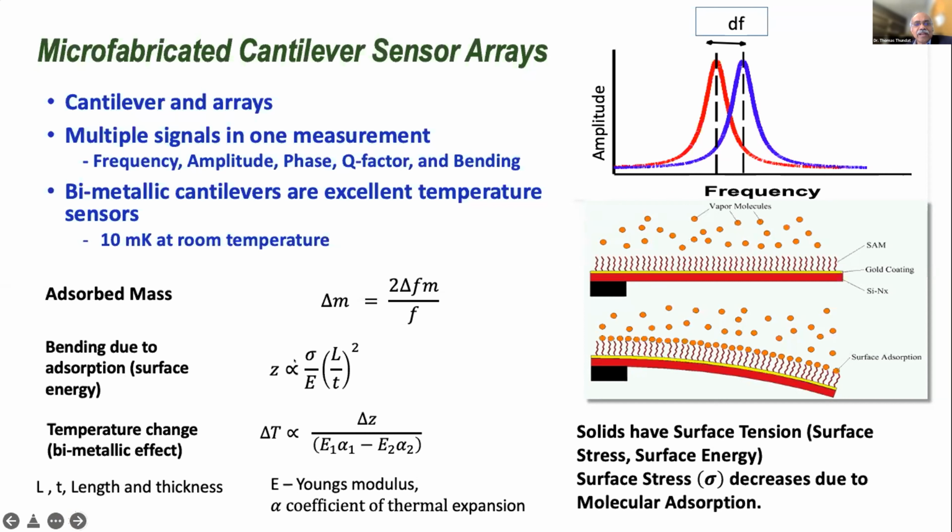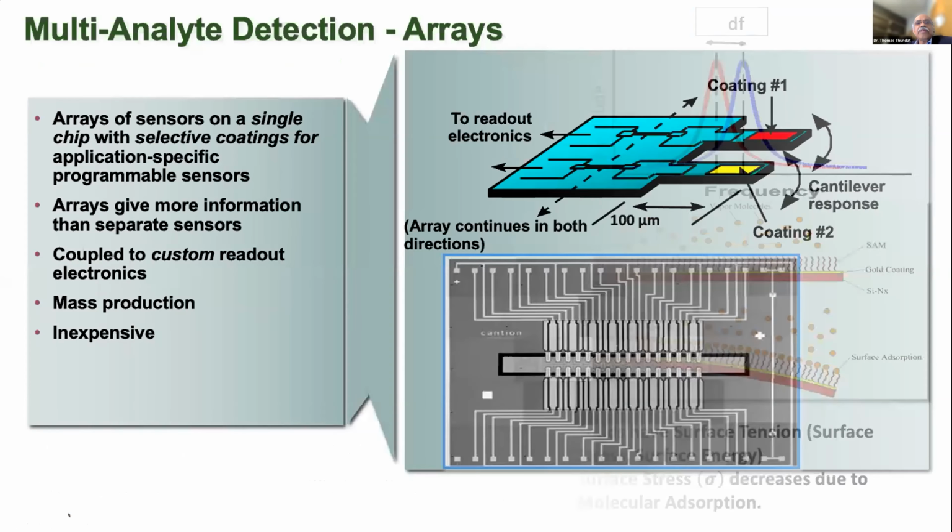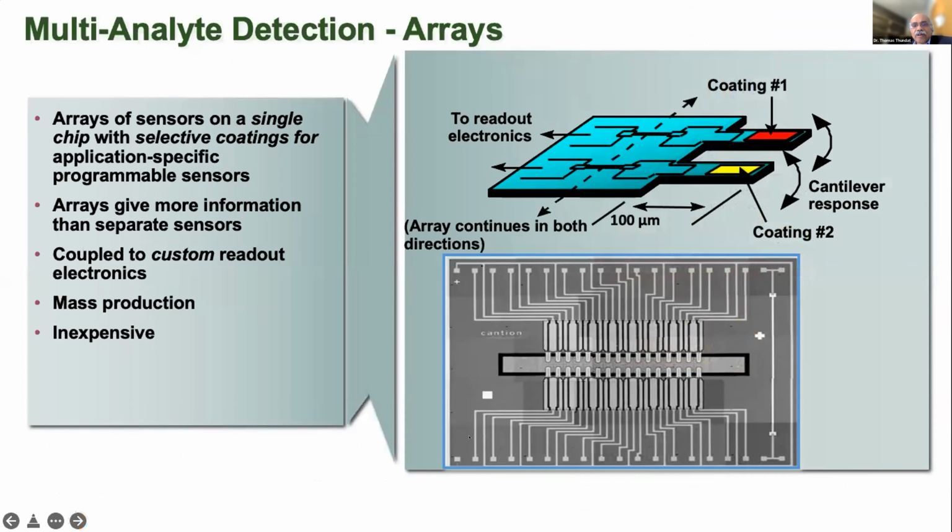Z, which is the bending, is directly related to the change in surface energy, and it is amplified by the length over thickness squared. And you can make chips. These are maybe 3 millimeter by 4 millimeter chips. There are 32 different cantilevers here in this microfluidic well, all with electronic readout. And you can have different coatings or interfaces on different cantilevers. As a result, you can see a response pattern for a specific molecule or a mixture of molecules.